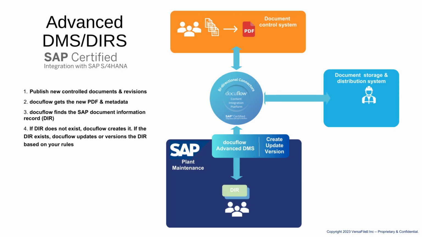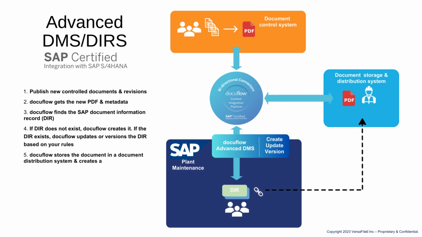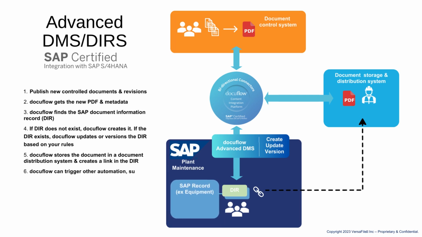In this specific example, Docuflow will then store the document into your broader document distribution system and create a link to that document within your DIR. This event could also trigger important notifications and other processes both inside and outside of SAP. For example, Docuflow could automatically link the DIR to one or more SAP equipment masters. Docuflow then updates the metadata of the published document in your document control system to complete the loop.